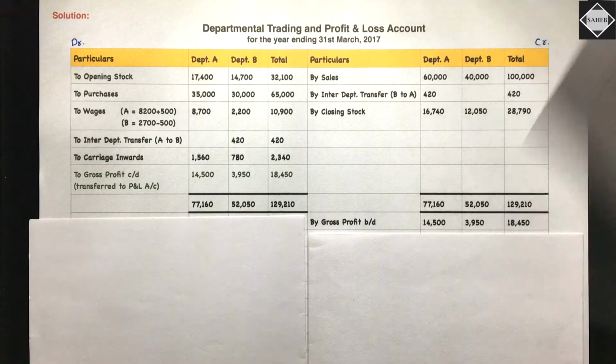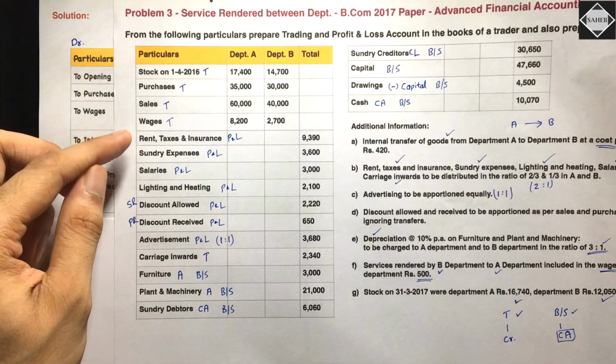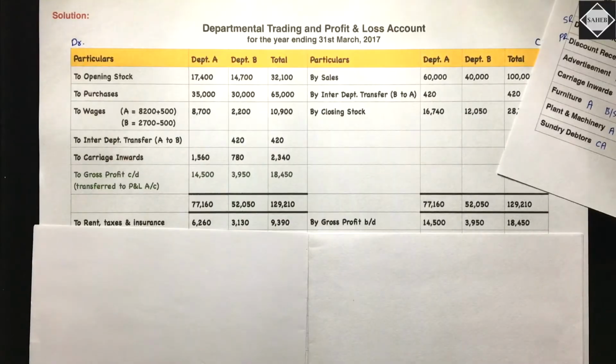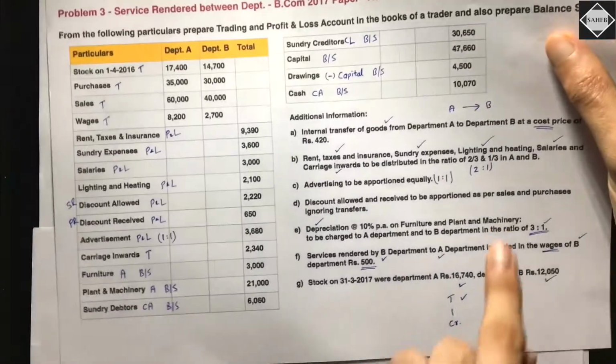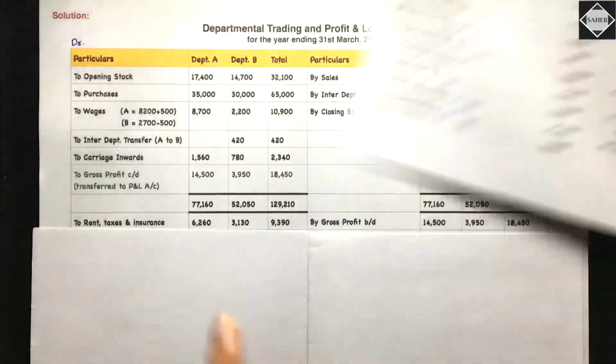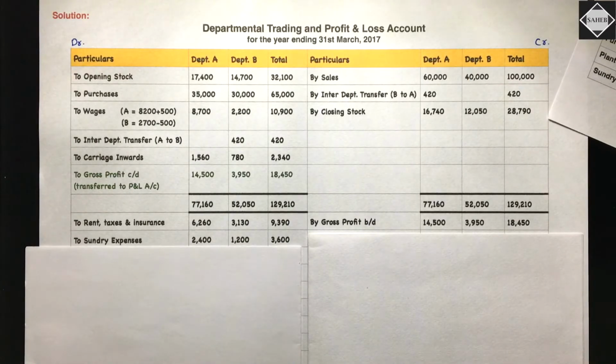Let's just look in the question. If we see in the question, first we have rent, taxes and insurance, 9390. Let's just take that 9390. How we have to distribute this? We have to distribute this in the ratio as the question has said. How much? 2:1, right? So in 2:1 it has been distributed. Then we have sundry expenses.